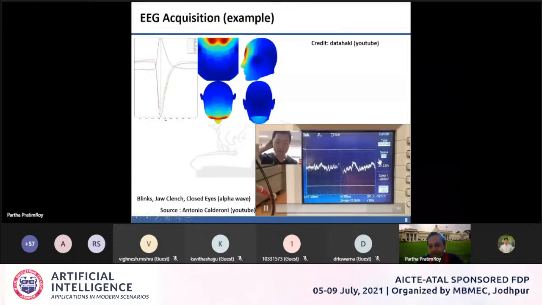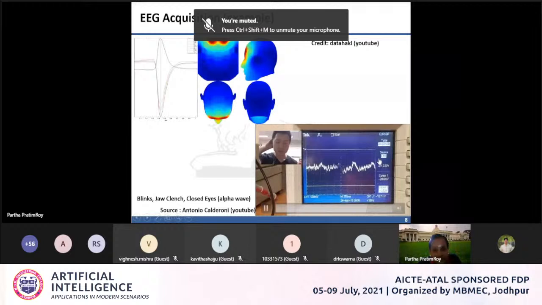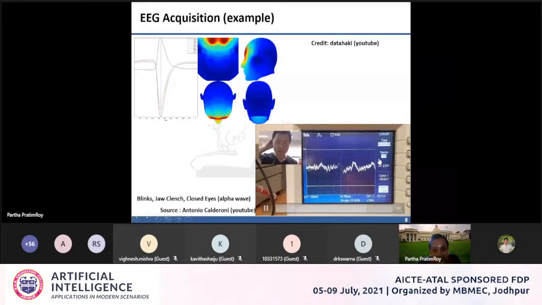So what we have seen is that electrodes placed on the head scalp give you signals in the microvolt range. For example, if you want to record the signal for 1 hour or 30 minutes, whatever, you will get signals like this in the microvolt range. And then you can place several electrodes.